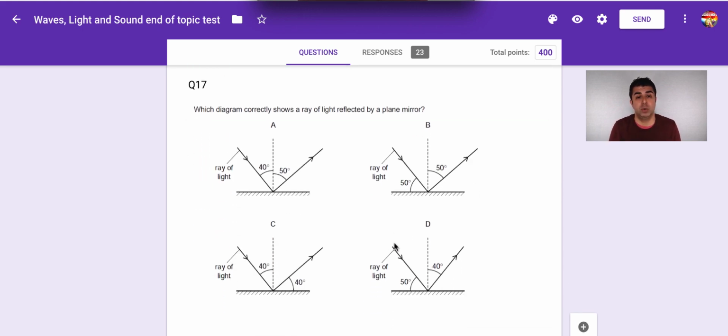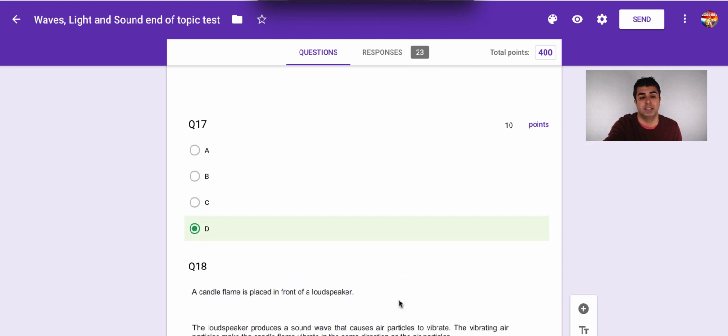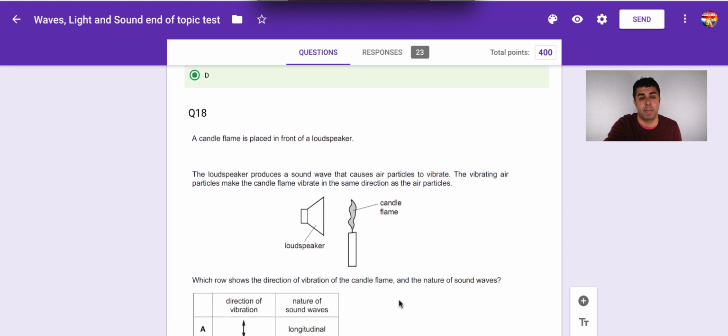Question number 17, which diagram correctly shows a ray of light reflected by a plane mirror? Well, you're looking for something where the angle of incidence is equal to the angle of reflection. Quite clearly it's not A. And here quite clearly it's not B, because it's effectively the same as A, just not giving you the appropriate angles. It is quite clearly D for donkey, because if this is 50, that's 40, and that's 40. So the answer to 17 is D.